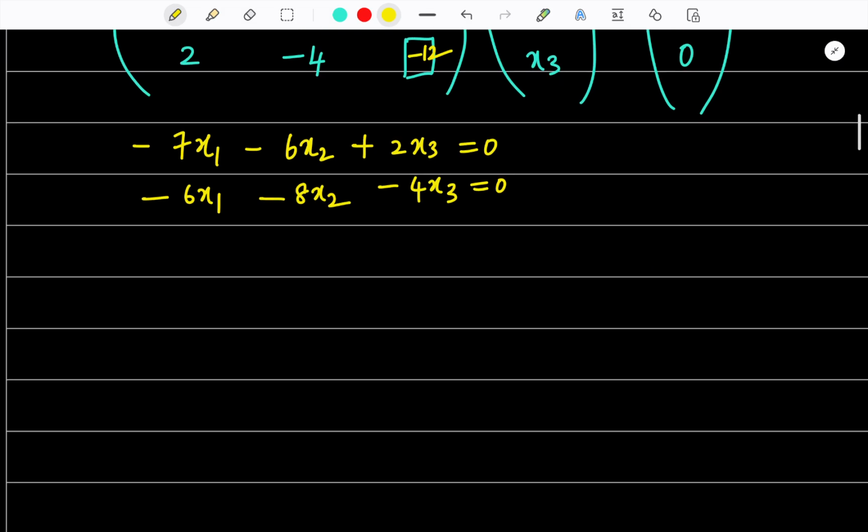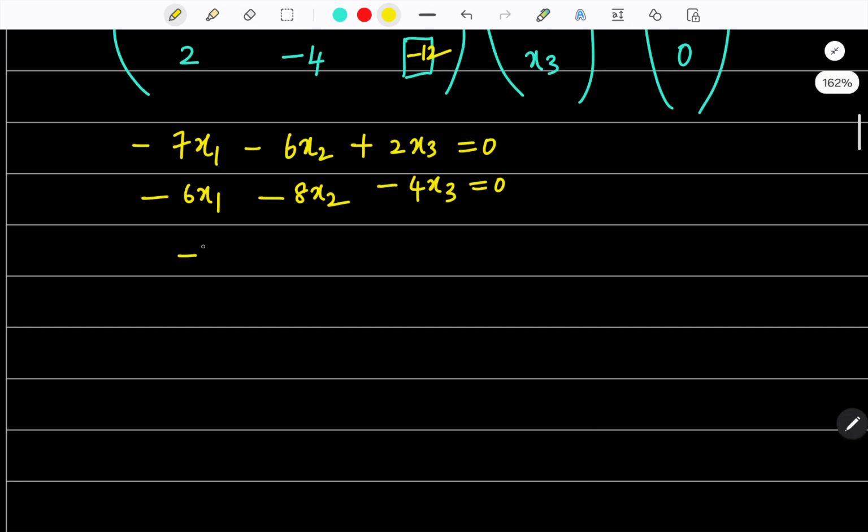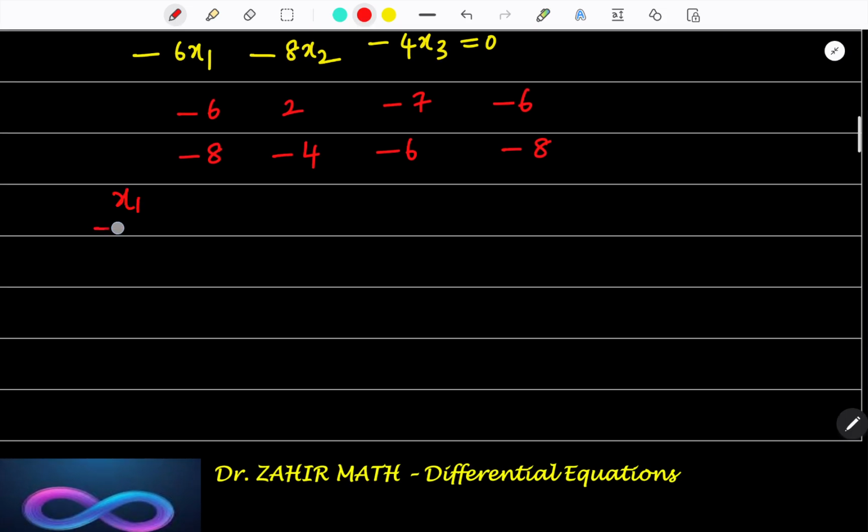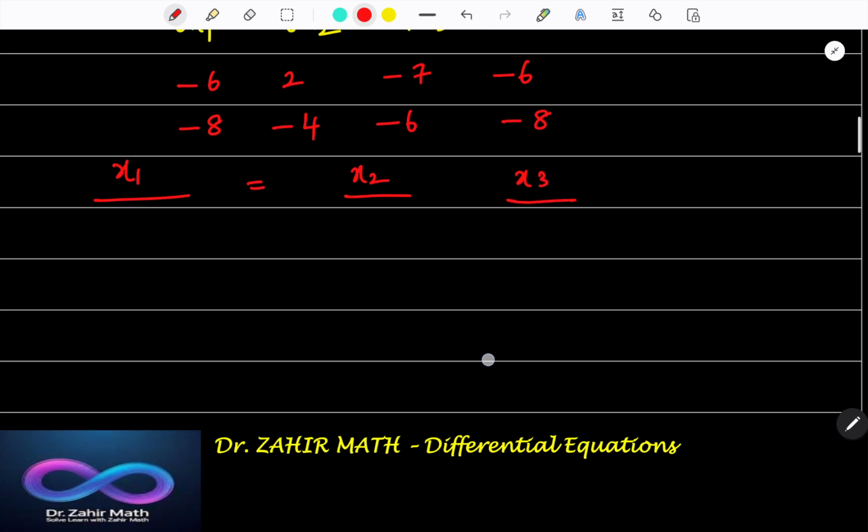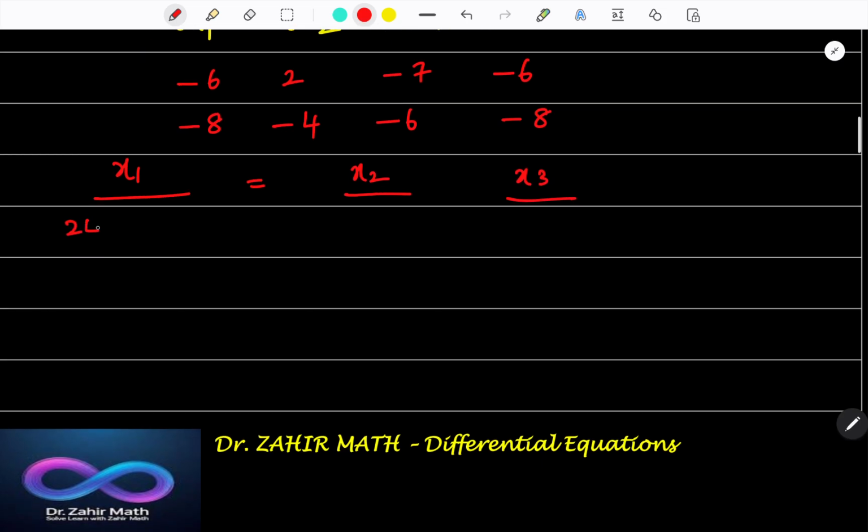Let me start the method of cross multiplication. Let me start from the middle: minus 6, 2, minus 7, minus 6, and in the middle, minus 8, minus 4, minus 6, minus 8. So x1 divided by, equals x2 divided by, equals x3 divided by. 6 into 4 is 24 and 8 into 2 is 16, which is going to become plus, there is a minus.